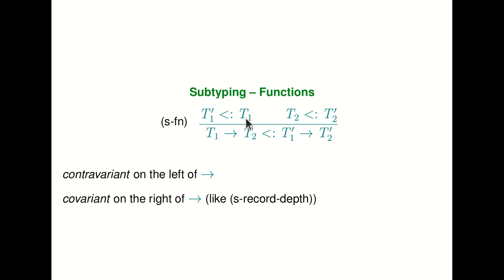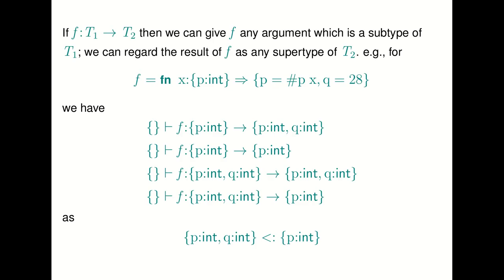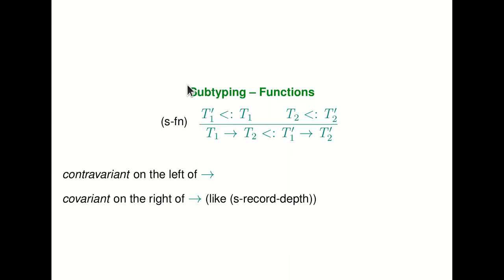And so you can ask, what is going on here? Why is the argument to a function contravariant? There are a lot of ways of thinking about this. One way is that if you have a function f which takes t1 to t2, then we can safely give f any argument which is a subtype of t1. So if our function f is this record projecting thing, which takes a record with a field p colon int and then produces some new record p to q, then what we want is for subtyping to say that when you pass x an argument that has more fields in it, that's okay. And something with more fields is a subtype. And so that's why you have to flip it around.